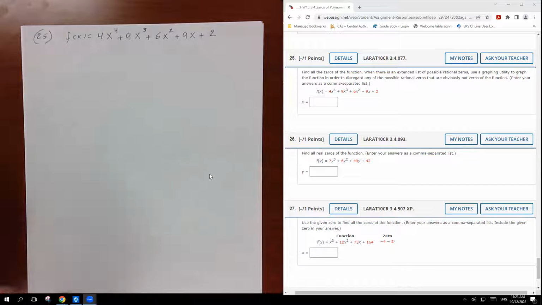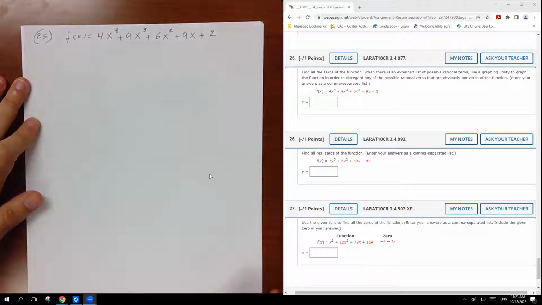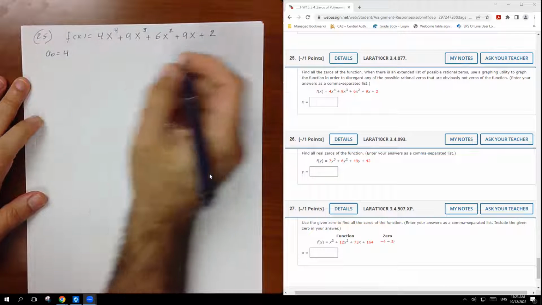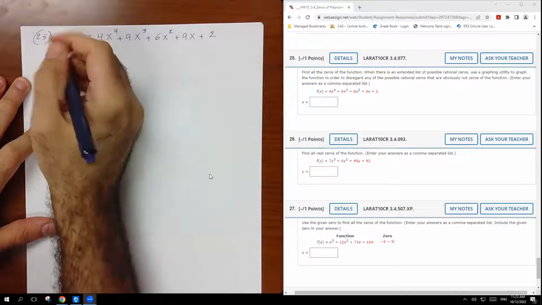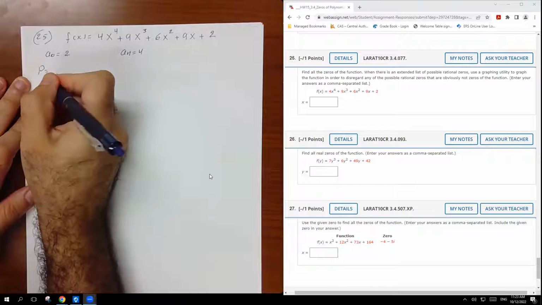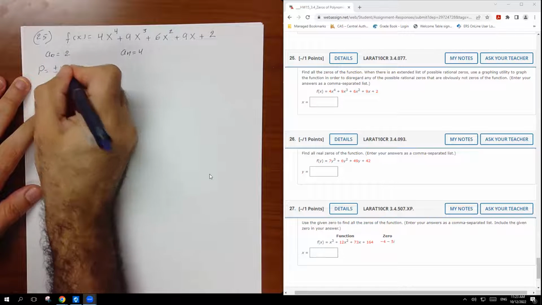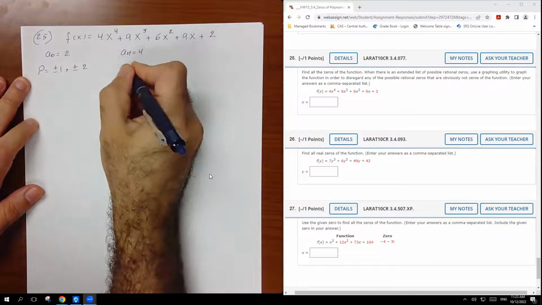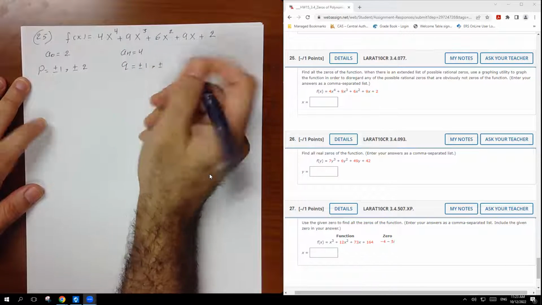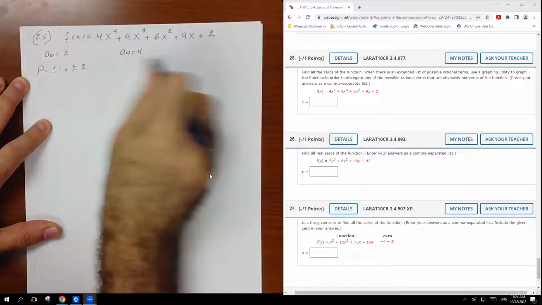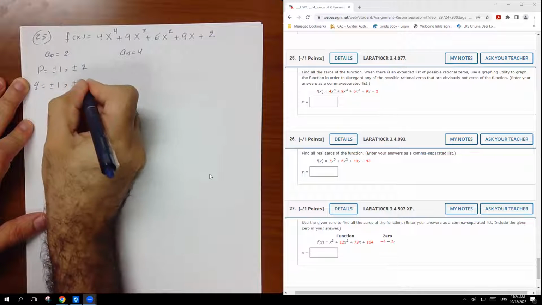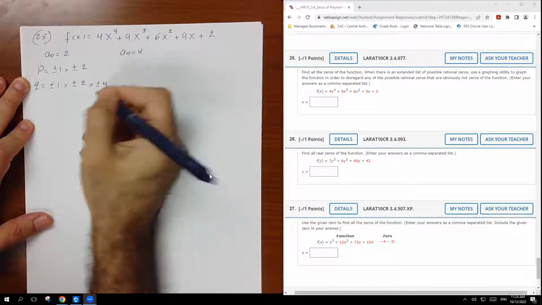25, here's the example. The first thing we need to find is all possible zeros. So a naught equal 4, a1 equal 2, and an equal 4. That means P is going to be the factors of a naught, which is plus or minus 1, plus or minus 2. And Q is going to be the factors of an, which is plus or minus 1, plus or minus 2, plus or minus 4. Write down this here. It's easier to find these possible zeros.